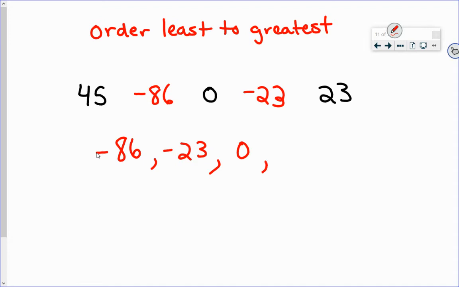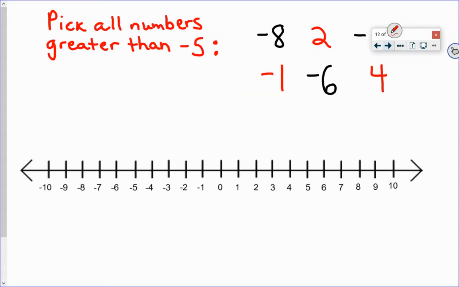And what is the smallest positive number? 23. What is the next positive number? 45. All right. So now they're in order from least to greatest.